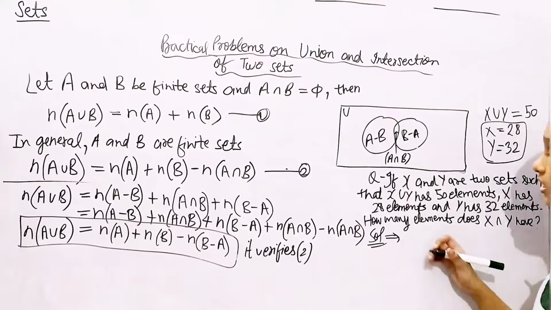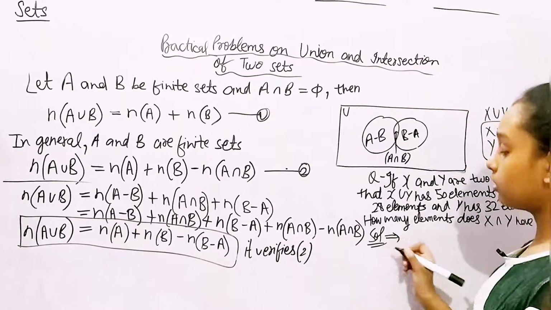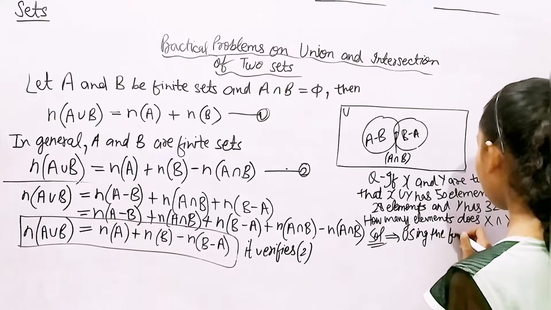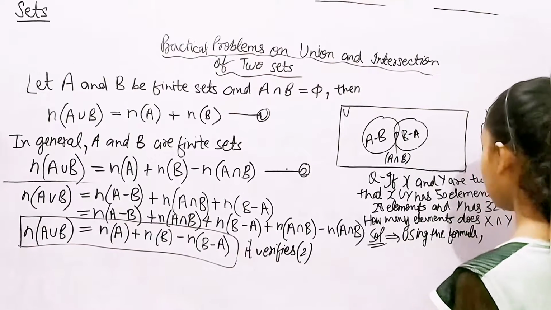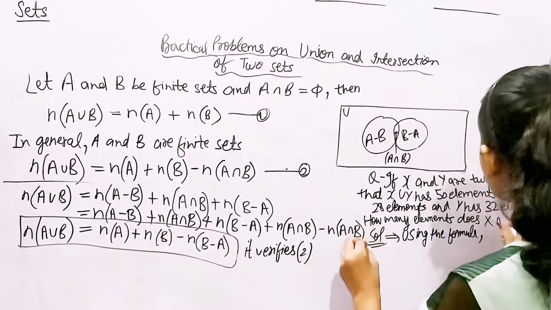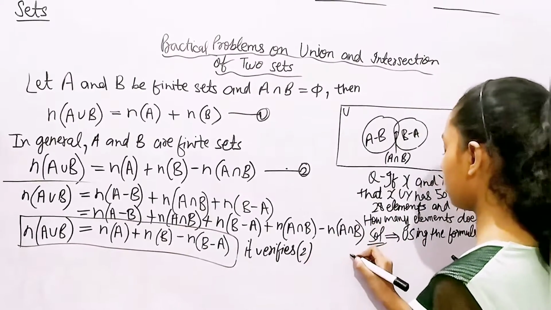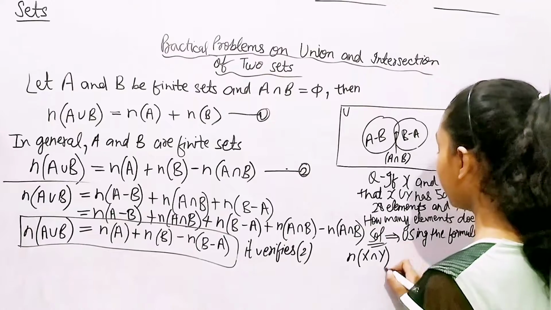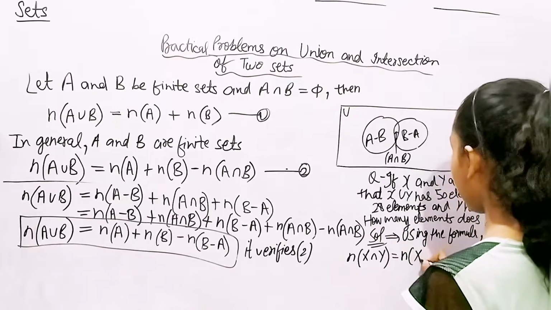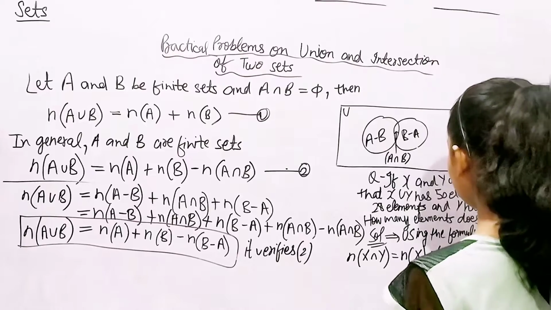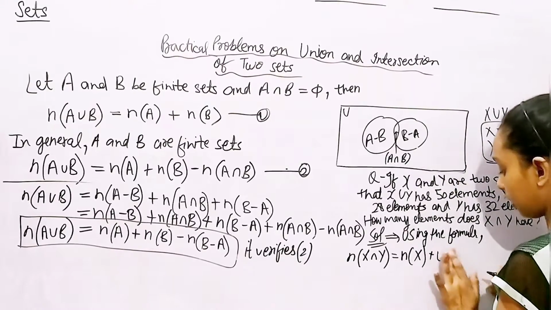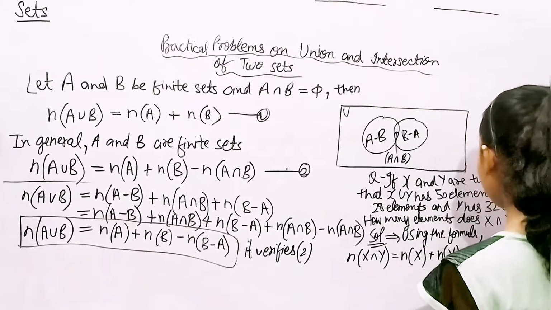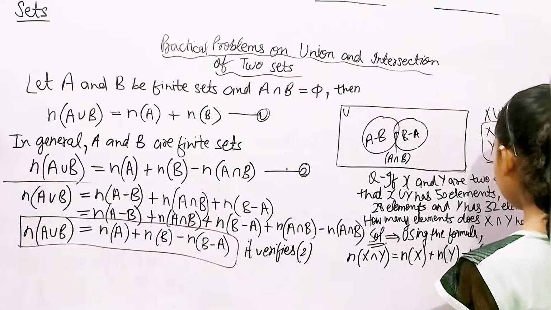So it's given all these things, so we're just going to use the formula. What do you have to find? We have to find X intersection Y, which is going to be on the left hand side. So the number of elements in X intersection Y is equal to the number of elements in X plus the number of elements in set Y minus the number of elements in X union Y.